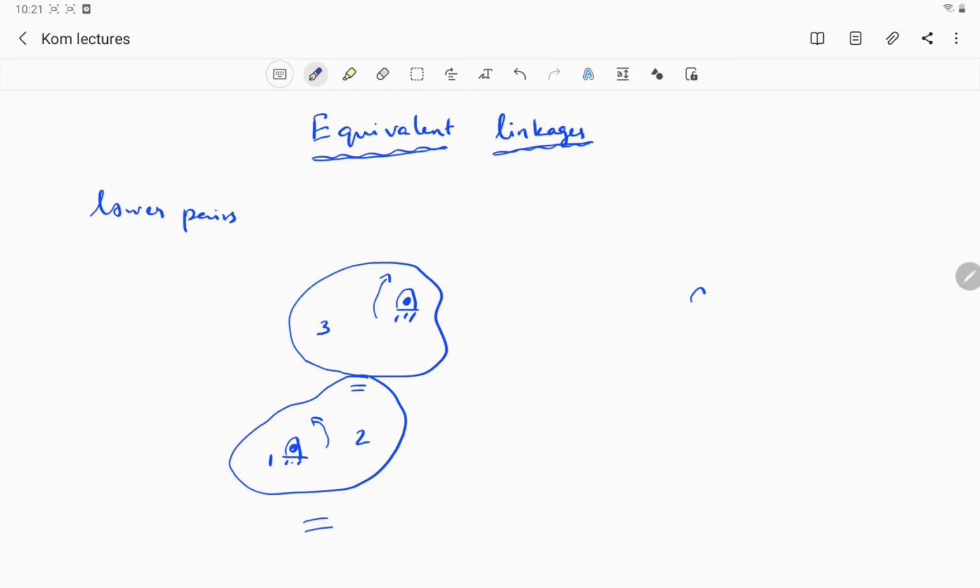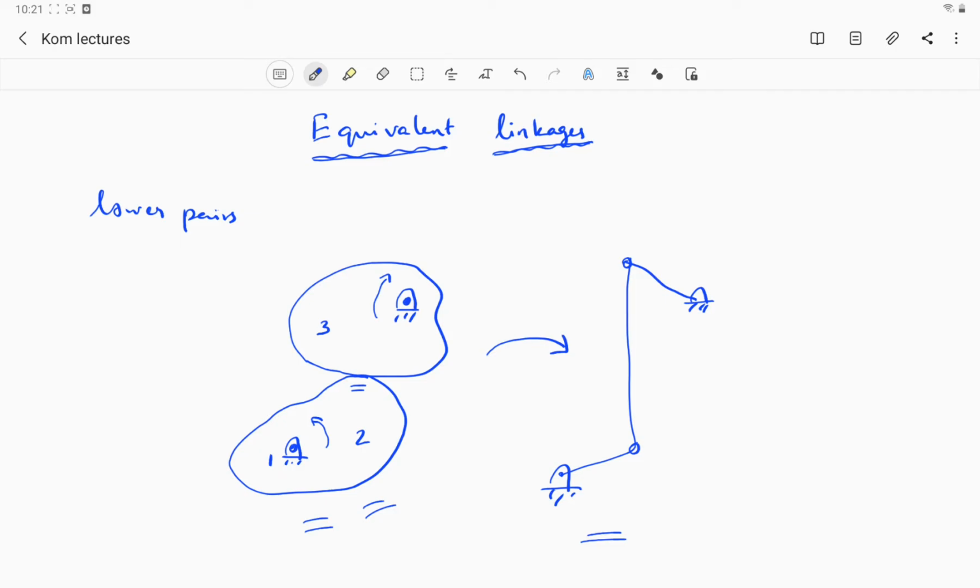Say, for example, I am going to replace it with something like this. It's a mechanism with completely lower pairs. So I could convert this one, with certain conditions, and such a kinematic chain is known as an equivalent linkage to this kinematic chain. And in this video what we are going to see is how to obtain such equivalent linkages.